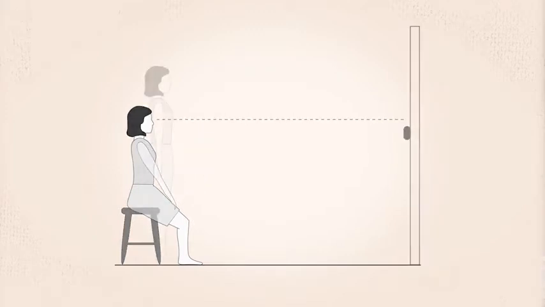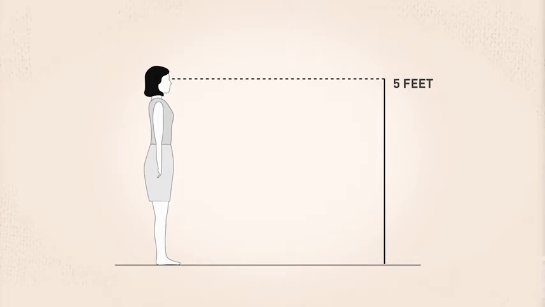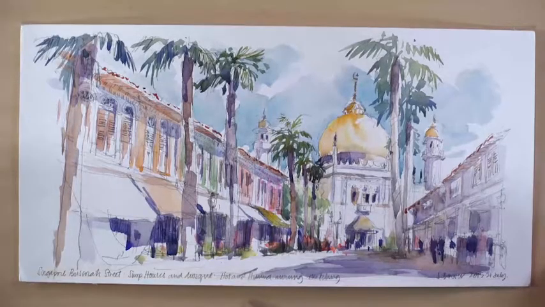And when you're standing, your eye level is about 5 feet off the ground, or about the height of other people standing in your view. Now let's look at a sketch in perspective. This is Bussorah Street in Singapore.